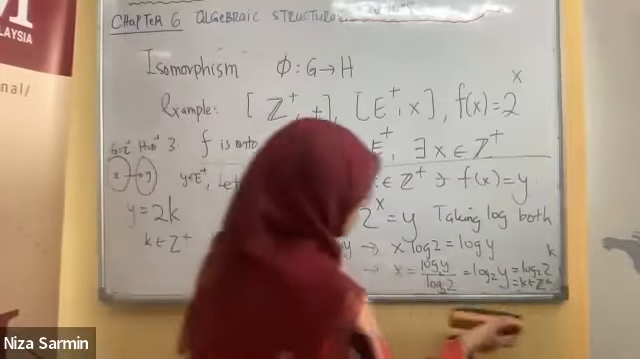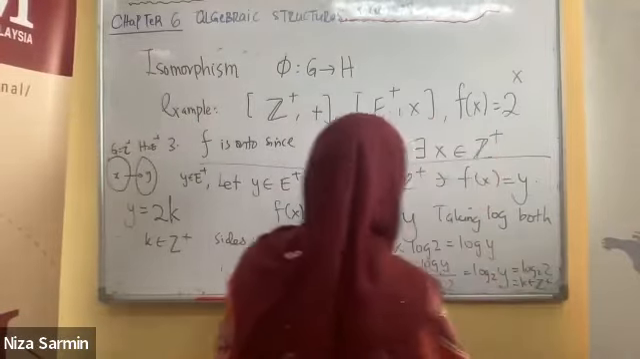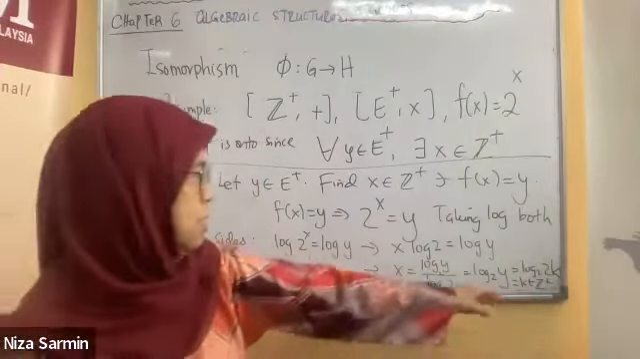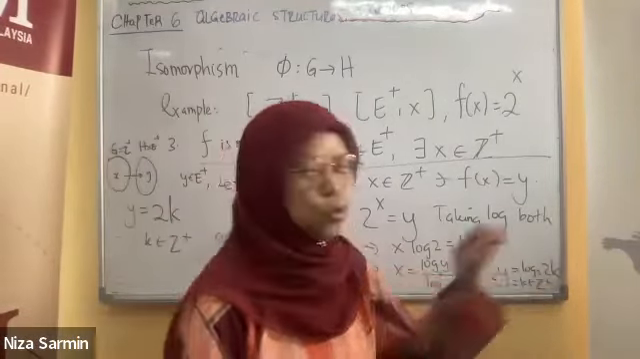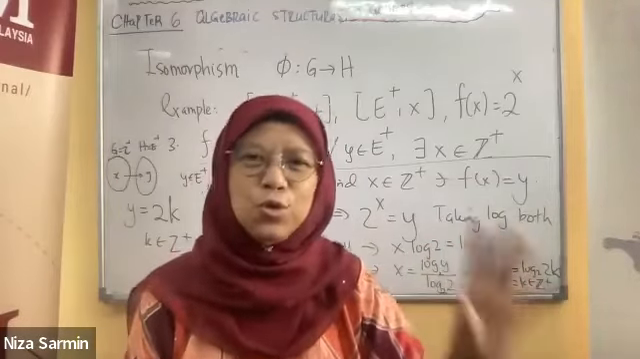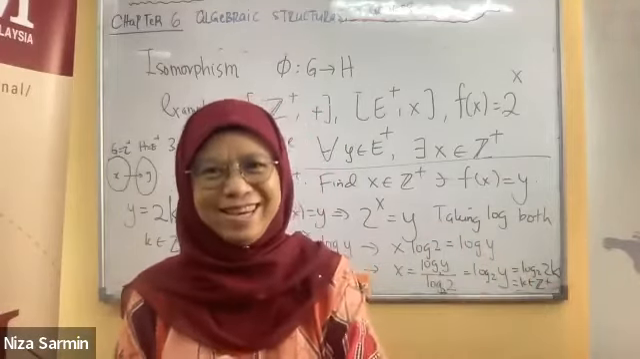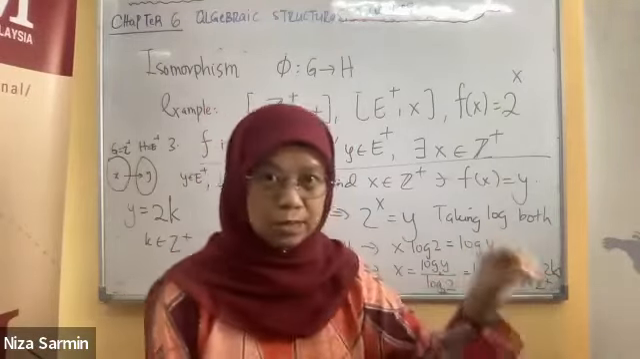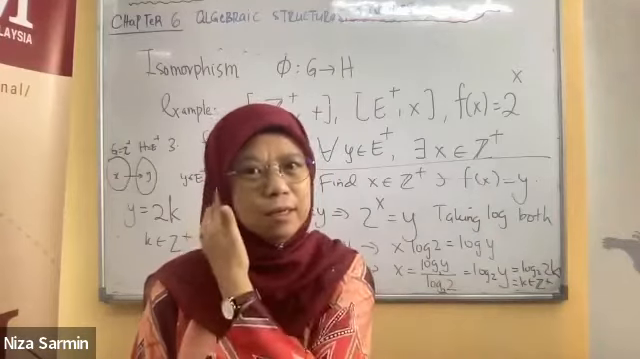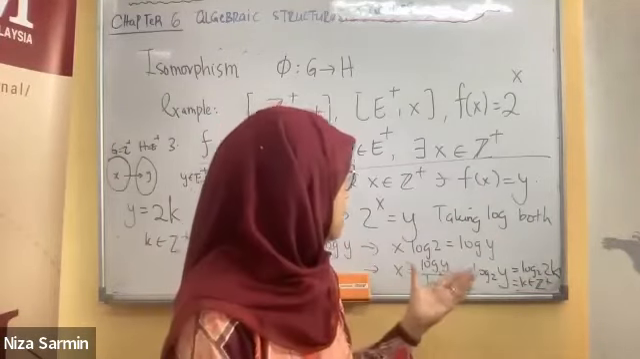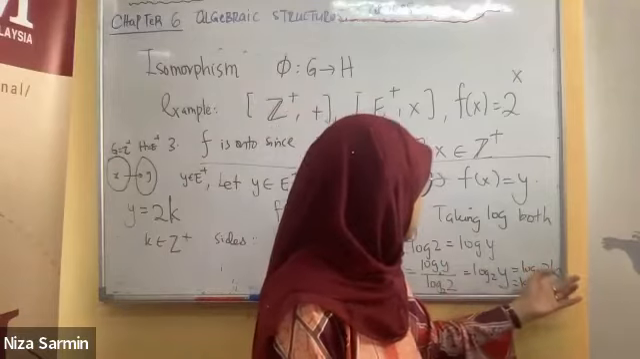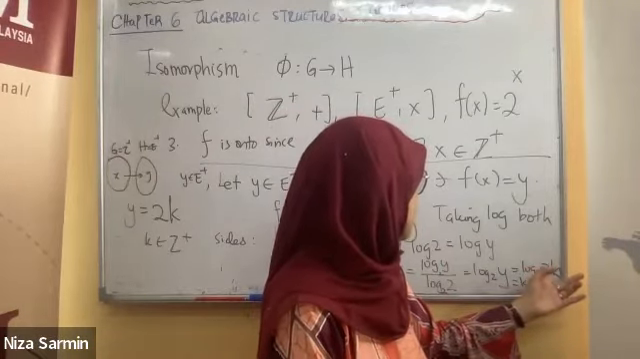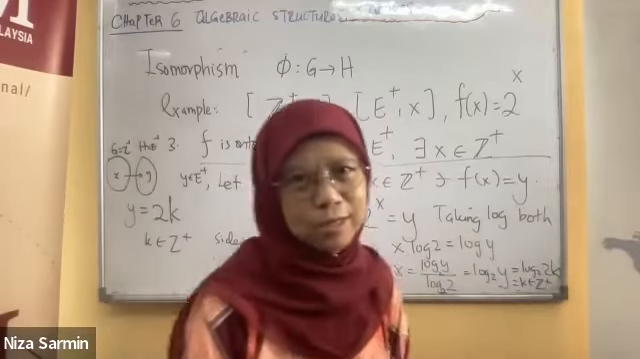So I have to rewrite this. But this is still okay because log base 2 of 2k is log base 2 of 2 plus log base 2 of k, right? Log base 2 of 2k is log base 2 of 2 plus log base 2 of k. And log base 2 of 2 is just 1.